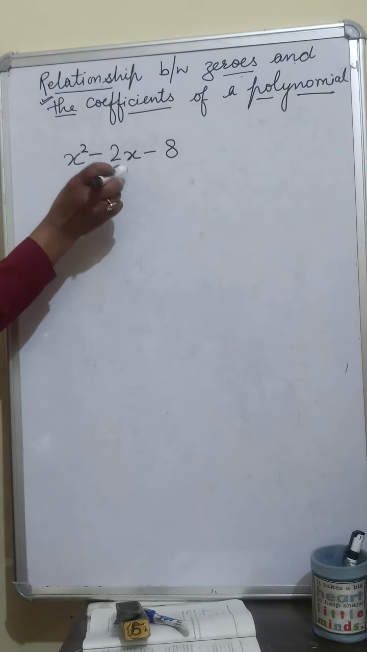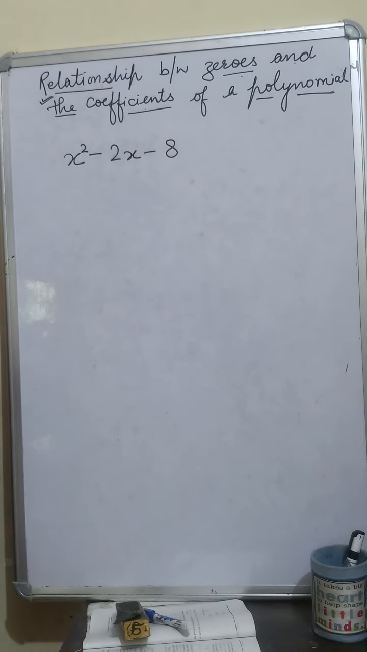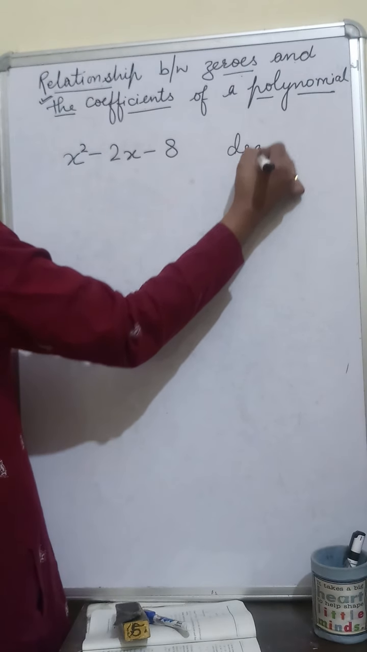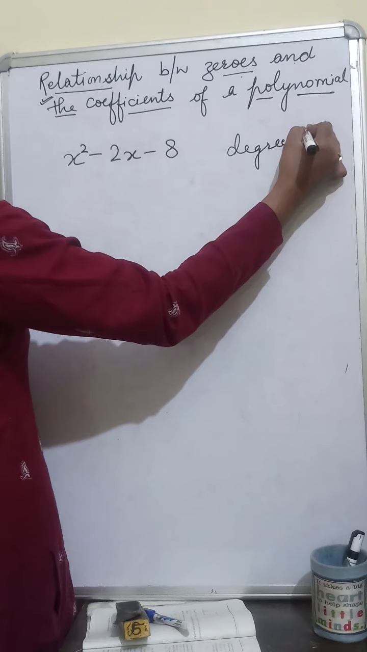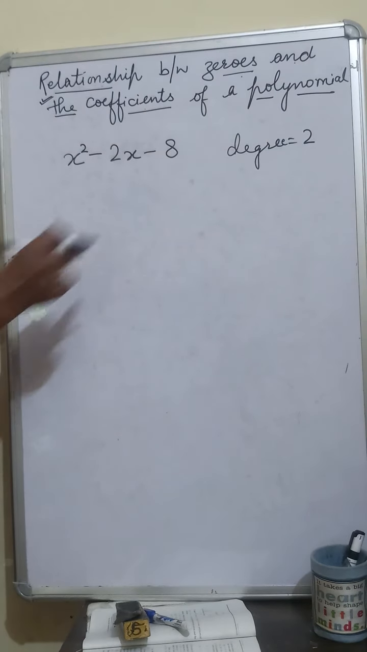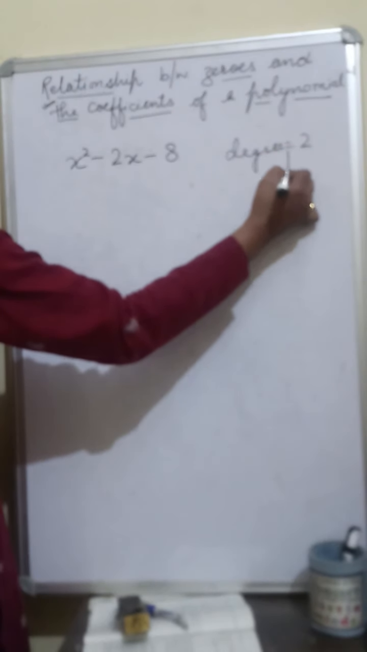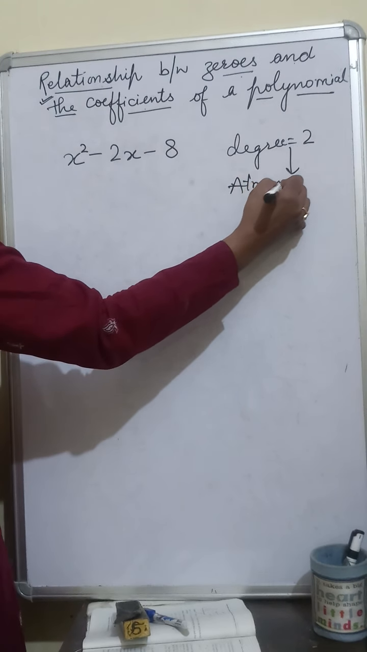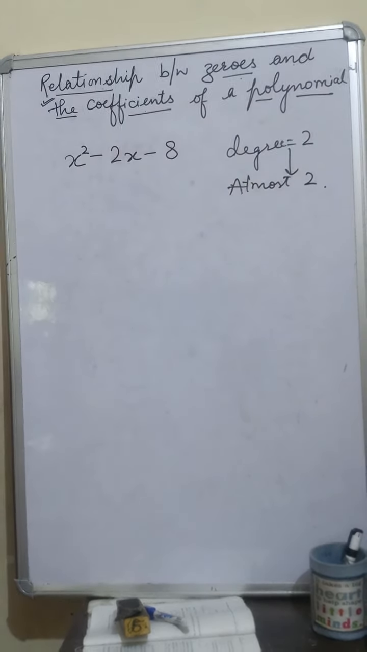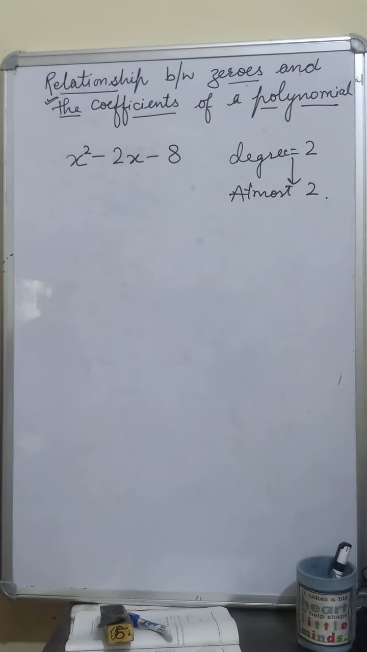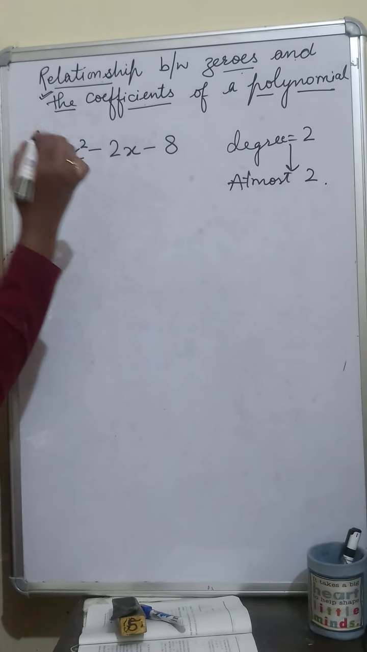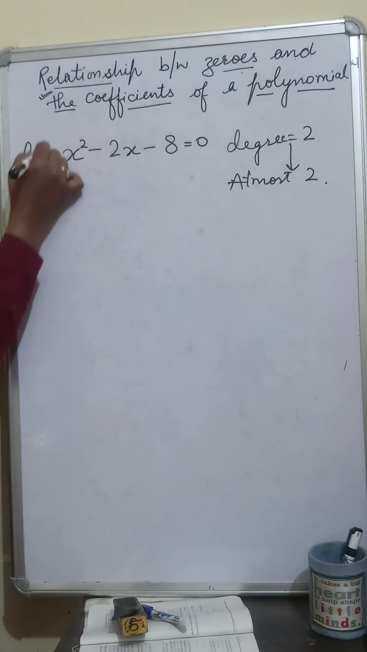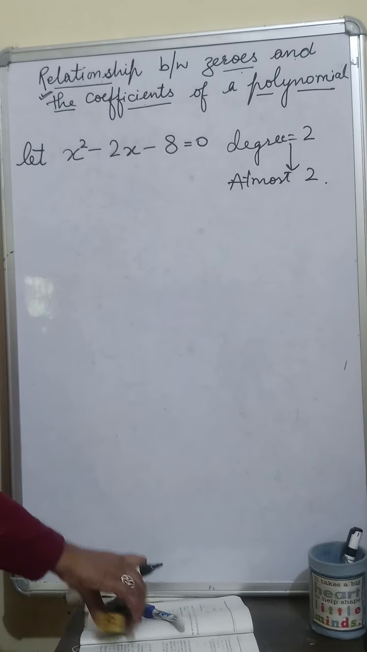Now you tell me what is the degree of this polynomial. The degree is 2. And if the degree is 2, how many zeros can it have? At the most 2. Right? So how will we get those zeros? By putting this polynomial equals to 0. This we all discussed yesterday, right?